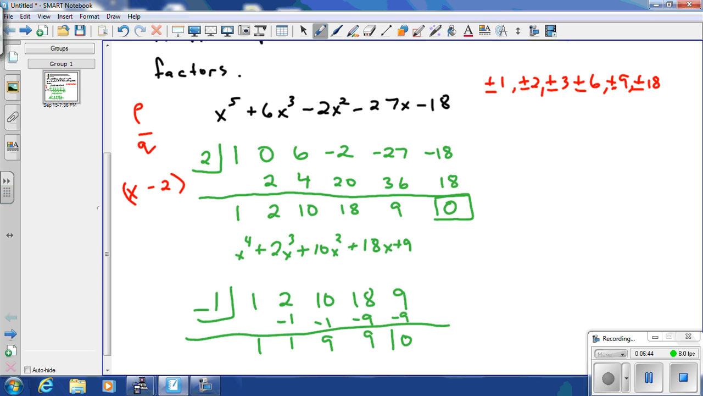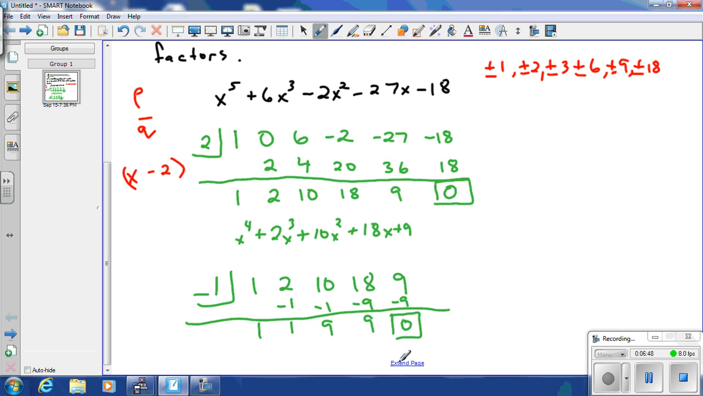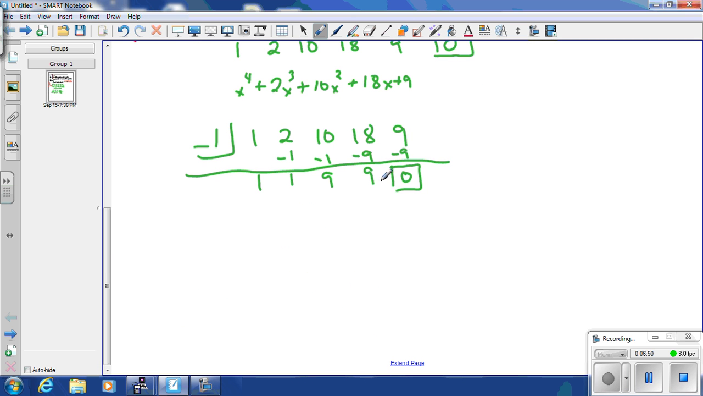Okay, there's the synthetic division. We got our remainder of 0, which we knew we would. And so what this is, constant, x squared, x cubed. So I have 1x cubed plus 1x squared plus 9x plus 9. Now what do we do from here?